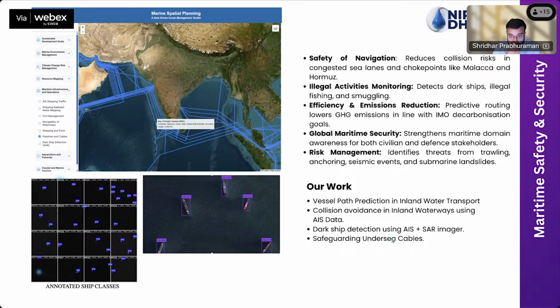And of course, having that mapping of all the undersea cables, and also having the data of seismic activities and seismic events, it allows us to identify what exactly is going to get impacted in terms of calamity, and that helps us with better risk management.